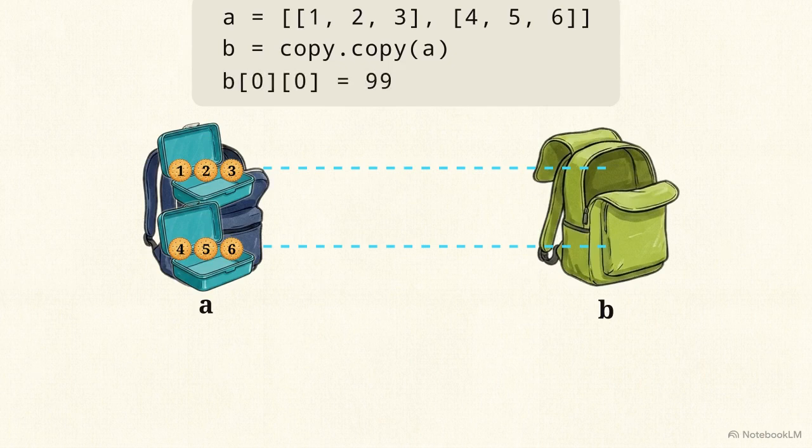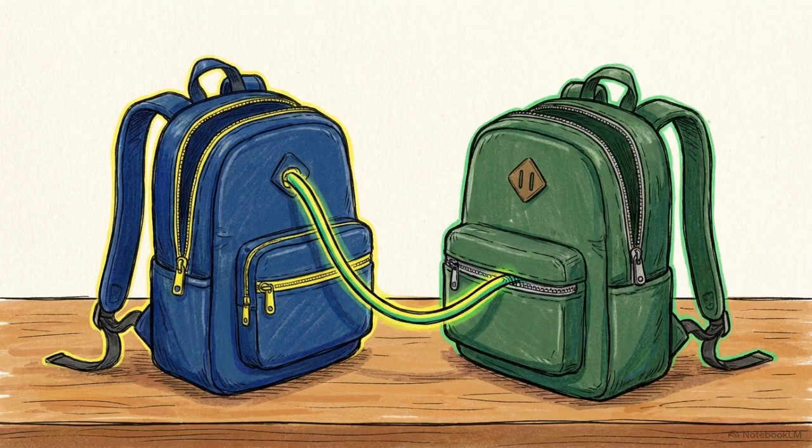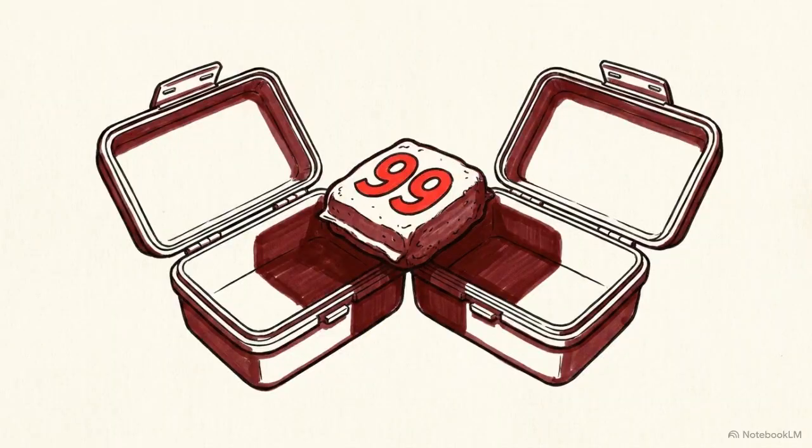We type b[0][0] equals 99. We follow the string into the first lunchbox and replace snack number 1 with 99. Because both backpacks are pointing to the exact same lunchbox, replacing the snack for the copy also replaces the snack for the original. When we print the results, both lists show that the 1 is now a 99. A shallow copy gives you a new outer layer, but the inner layers remain securely tied together. Changing the nested items in one will always change the other.